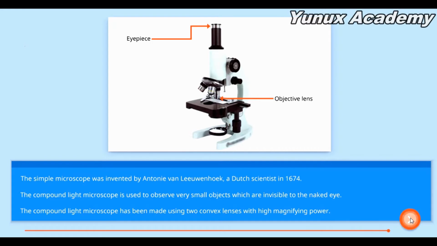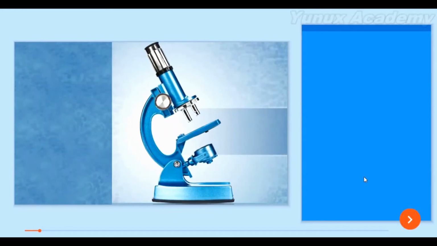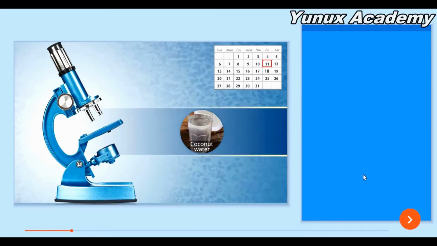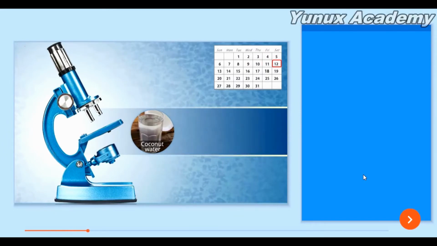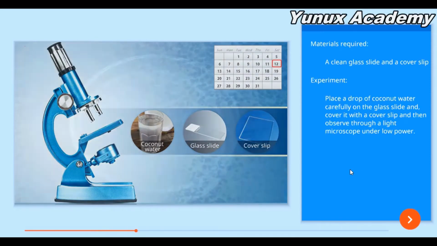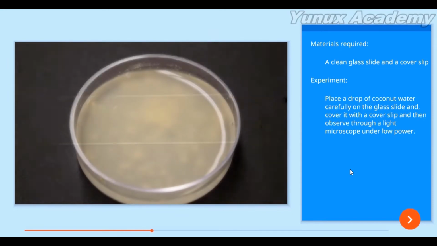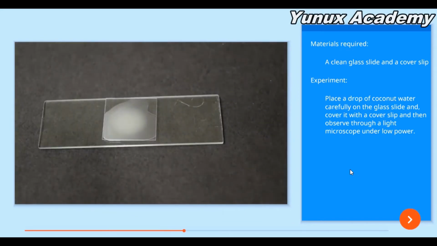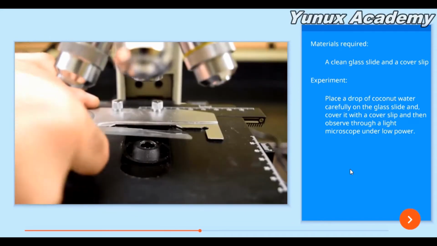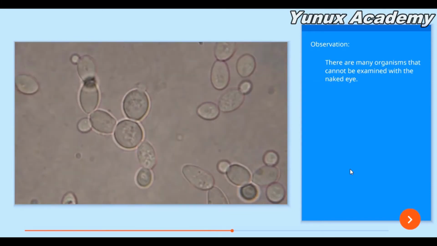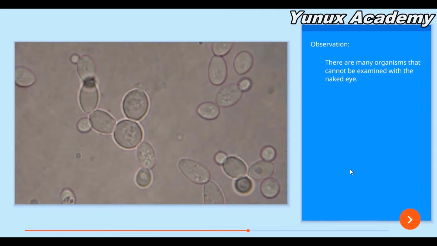power. Now, we will try to observe a sample of coconut water, which was kept open for 3 days, using such a light microscope. For this, a clean glass slide and a cover slip are required. Place a drop of this coconut water carefully on the glass slide, cover it with a cover slip, and then observe through a light microscope, under low power. Then, it can be observed that there are many organisms that cannot be examined with the naked eye.